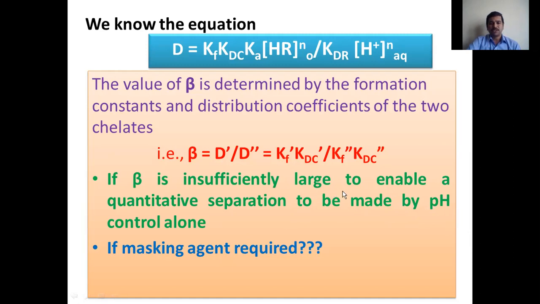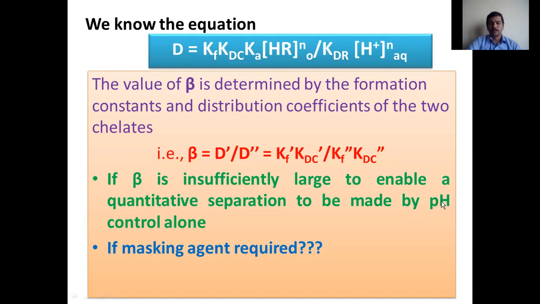If beta is sufficiently large for one solute, pH is the only factor we have to play. The aqueous phase pH is very, very important in order to extract one solute with the greatest selectivity. Selectivity is reflected by the value of beta, and selectivity will be coming only in case of the sample systems which are having more than one kind of analyte. So pH is the factor.